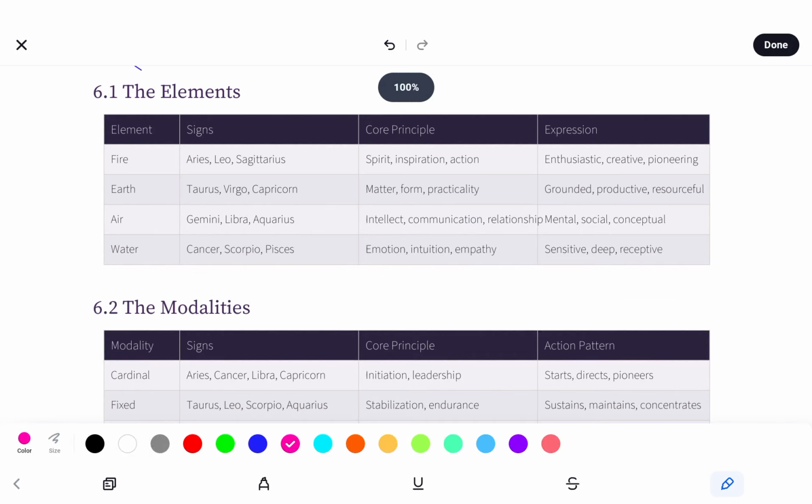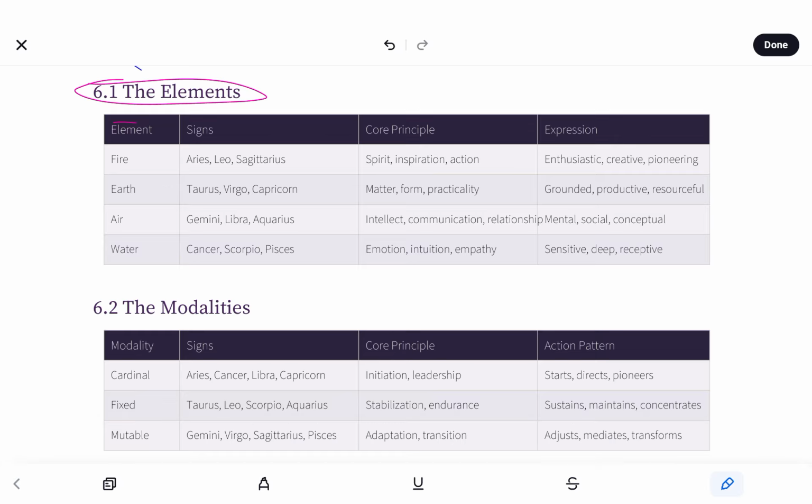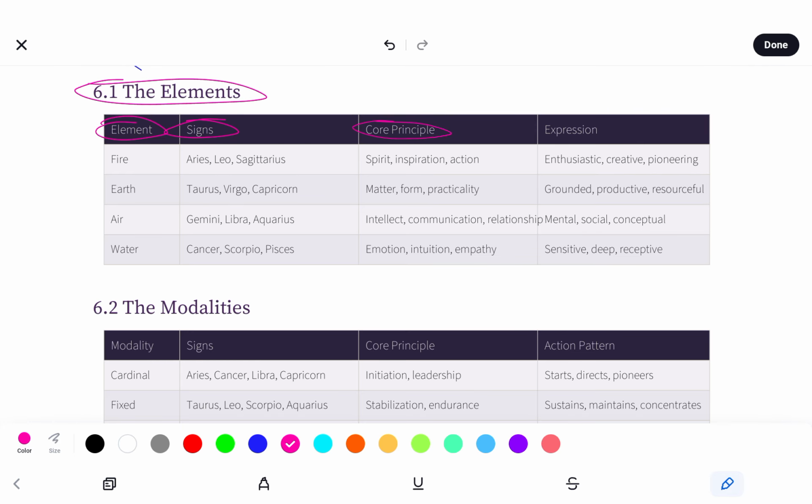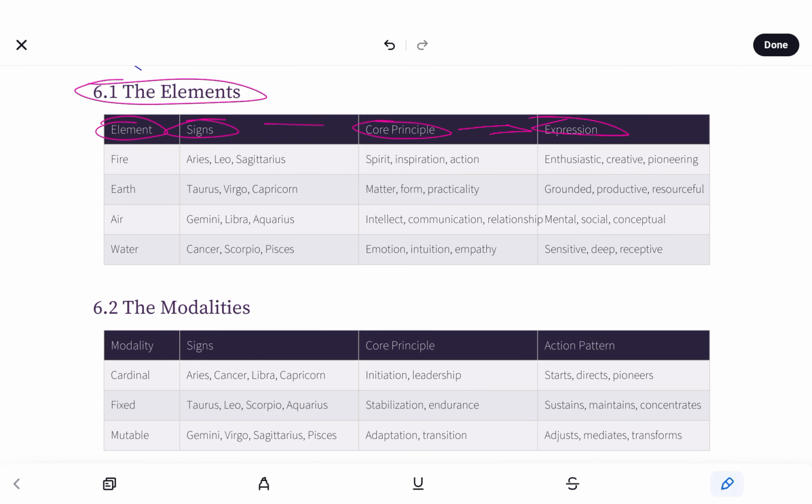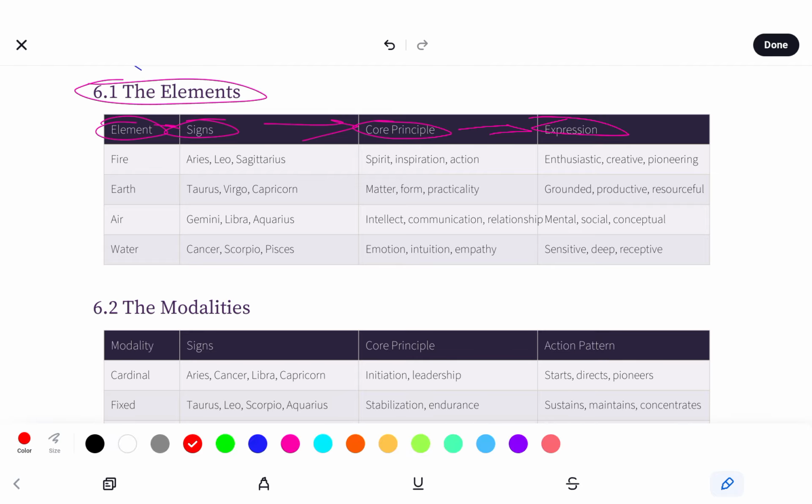Okay, so we have the elements here: signs, core principle, and expression. For example, the fire element: Aries, Leo, Sagittarius. Core principles: spirit, inspiration, action. Expression: enthusiastic, creative, and pioneering.